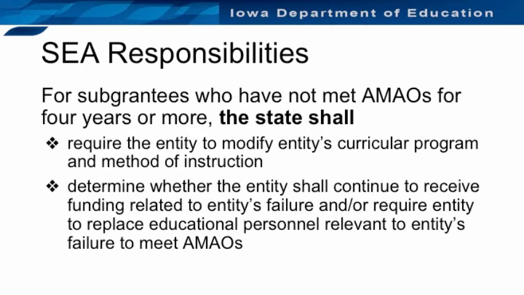State responsibilities also apply to those subgrantees who have not met AMAOs for 4 years or more. The state shall require the entity to modify its curricular program and method of instruction, and the state is also to determine whether the entity shall continue to receive Title III funding related to its failure and/or require the entity to replace educational personnel relevant to its failure to meet AMAOs.